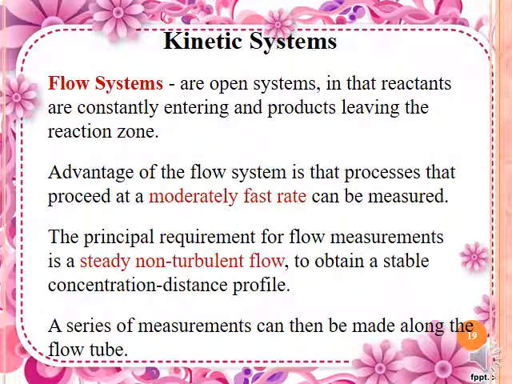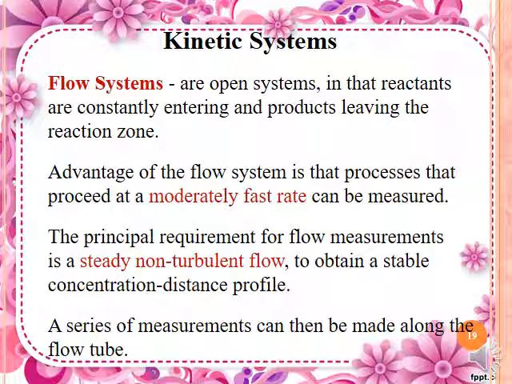The next type of kinetic system is the flow system. Unlike the static closed system, the flow system is an open system. This means reactant is constantly entering and product is constantly leaving the reaction zone. Reactant goes in, product comes out. More reactant goes in, product comes out.